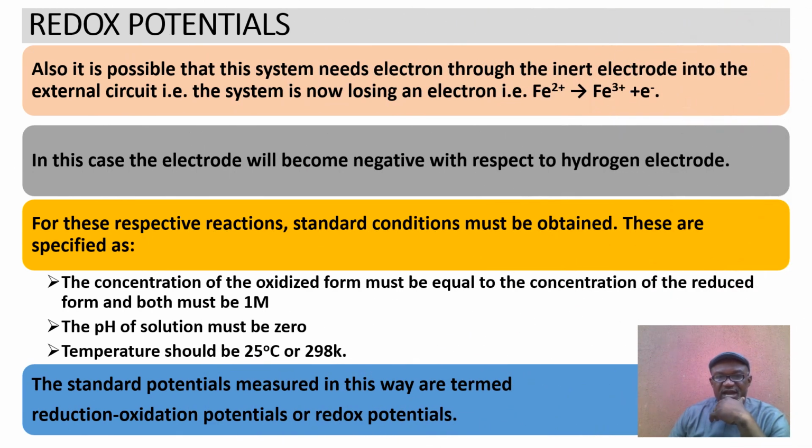Therefore, it is possible to have the same metal ions dipping in different concentration solutions, and that will give us what we call concentration cells. We are going to see that later. So we are just using this slide to lay emphasis on the standard conditions I mentioned earlier. pH must be 0, temperature should be 25 degrees C or 298 K, and concentration of both the oxidized and reduced form must be 1 molar.